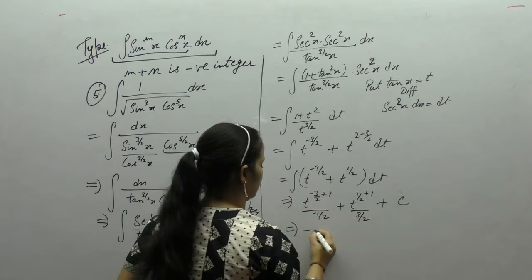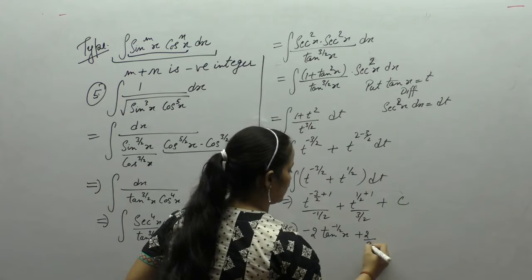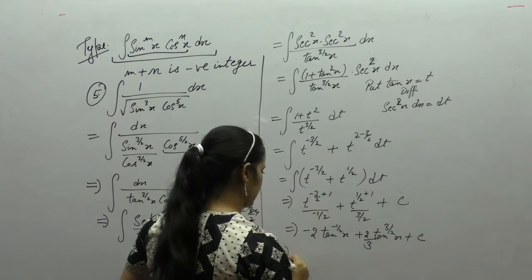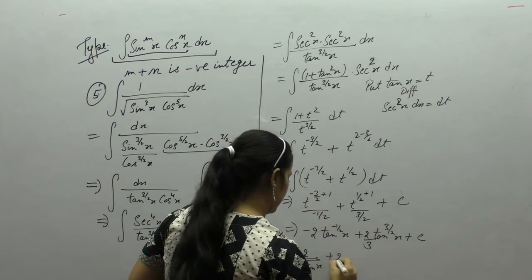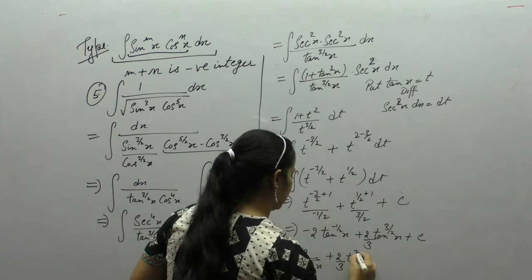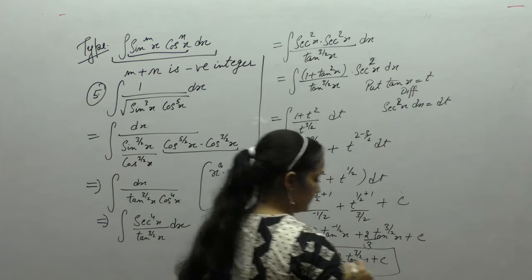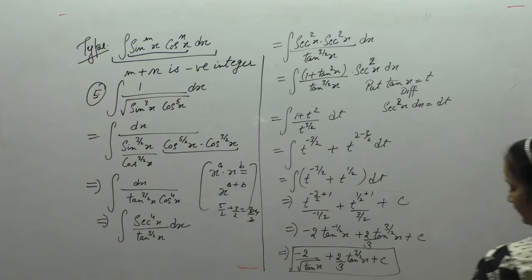What is the t here? Tan x. Tan^(-1/2)x plus 2 by 3 tan^(3/2)x plus c. That is minus 2 upon square root of tan x plus 2 by 3 tan^(3/2)x plus c. Is it clear?